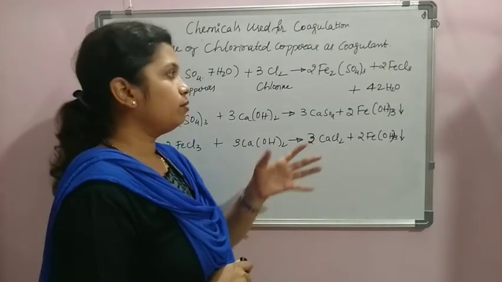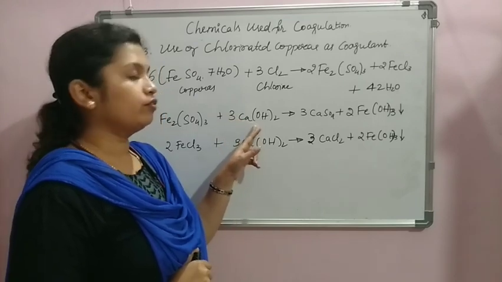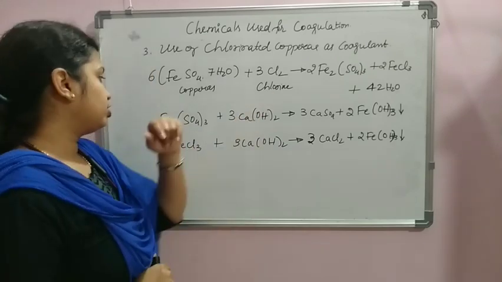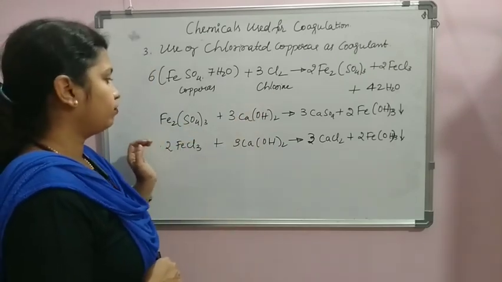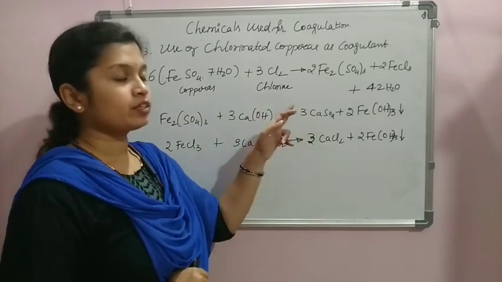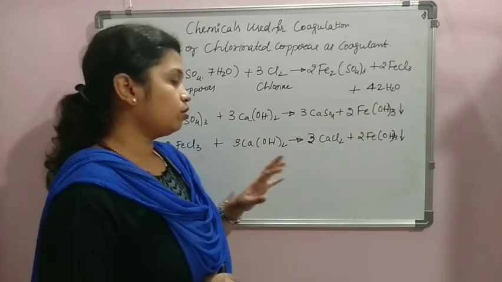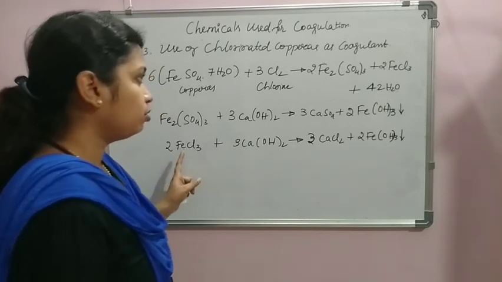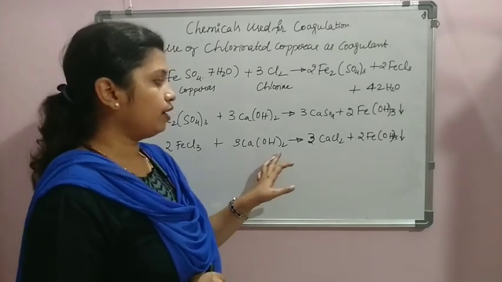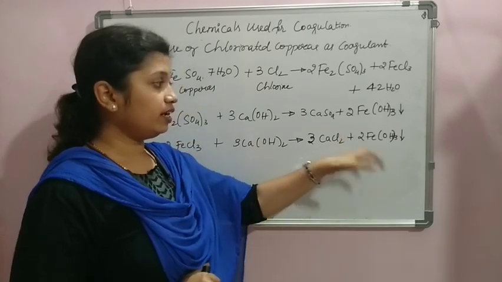Let us check what the reactions will be when these are added into the water along with lime. This is the formula for the lime, Ca(OH)2, hydrated lime. First, Fe2(SO4)3, the ferric sulfate, reacts with the hydrated lime and gives rise to CaSO4, calcium sulfate, and also ferric hydroxide. In the next case, the ferric chloride also reacts with the hydrated lime and gives rise to CaCl2, calcium chloride, and also ferric hydroxide.